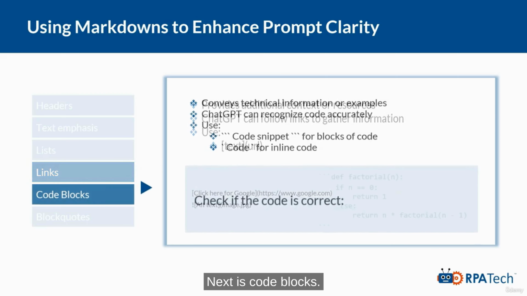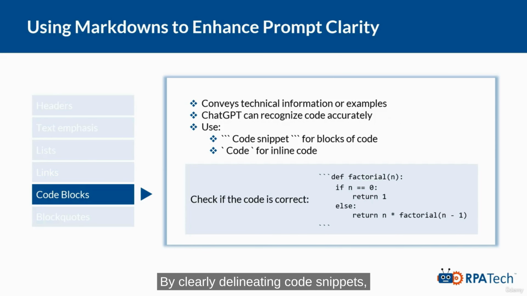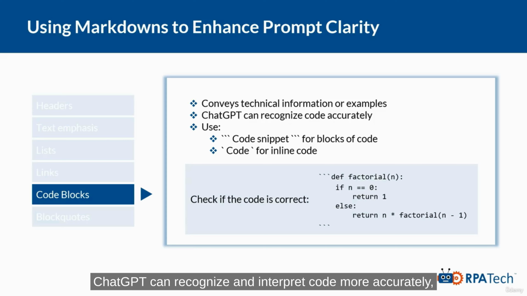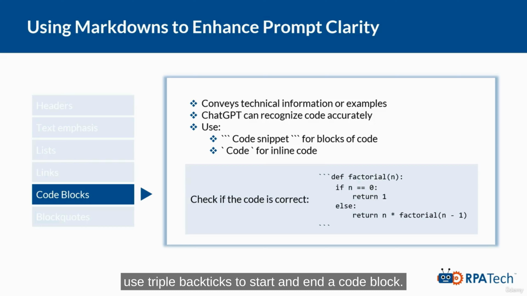Now, the next component is code blocks. Markdown code blocks are useful for conveying technical information or examples. By clearly delineating code snippets, ChatGPT can recognize and interpret code more accurately, allowing for more relevant and precise responses to technical queries. When including technical content in your prompts, such as code snippets, use triple backticks to start and end a code block. For inline code, use single backticks.